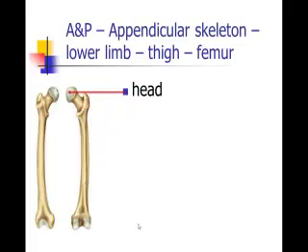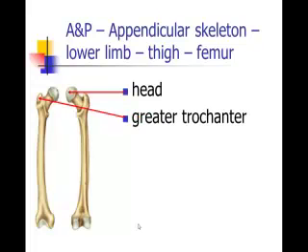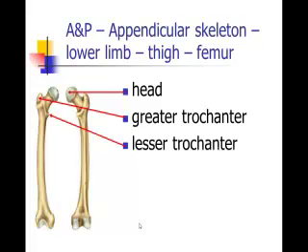We have the head, which articulates with the acetabulum. Greater trochanter. You can see this is really like a super huge tubercle for muscle attachment. We have the lesser trochanter. The lesser trochanter is where the iliopsoas muscle attaches. Iliopsoas is the prime flexor of the thigh, so it's kind of a big deal.